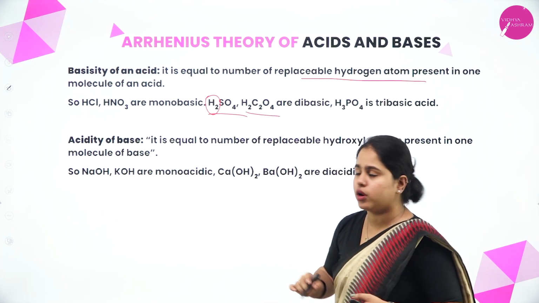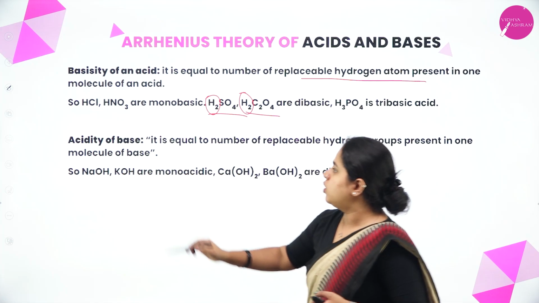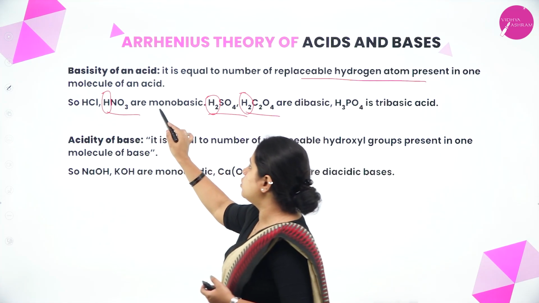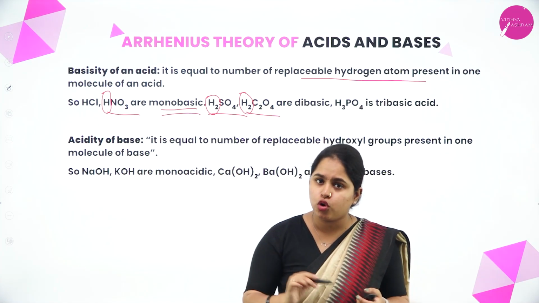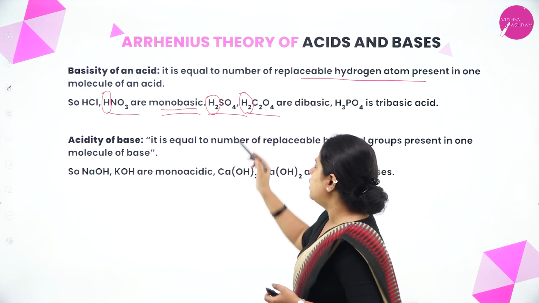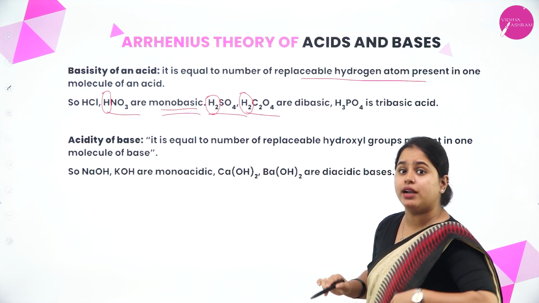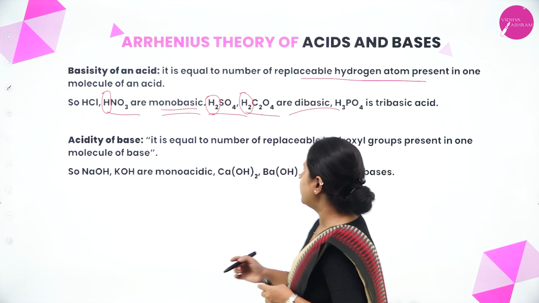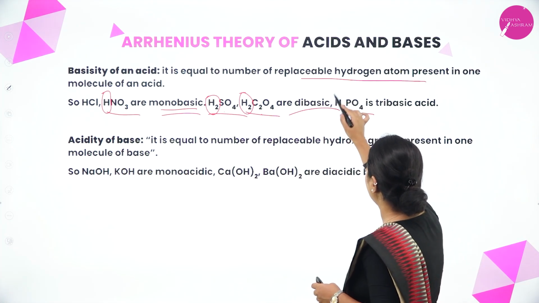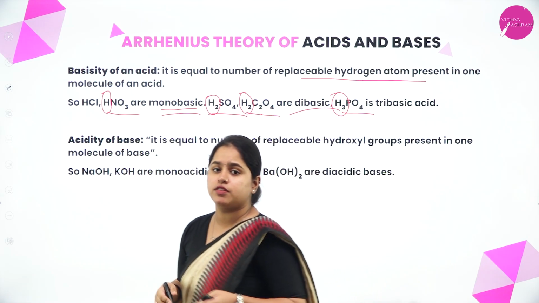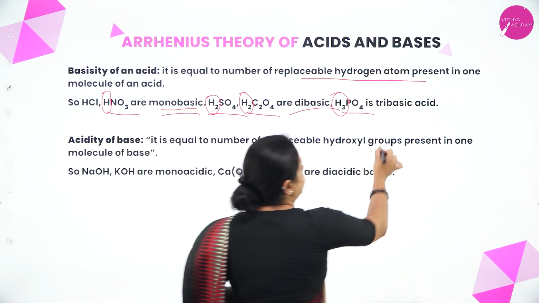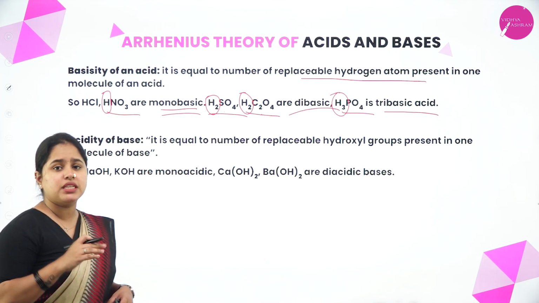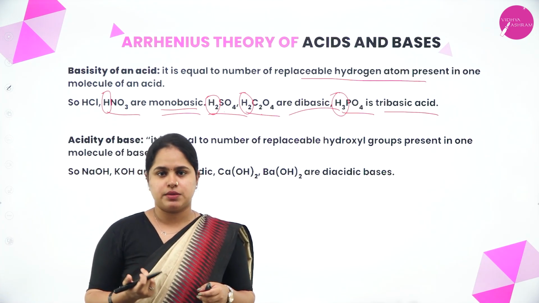Now H2C2O4, again you can see it is 2 here, right? Now let's take HNO3. Only one hydrogen atom is there which can be replaced. So HNO3 is called monobasic. Why is it called monobasic? Only one hydrogen atom is replaceable. Now H2SO4 and H2C2O4 are called dibasic acids. Why are they called dibasic? 2 hydrogen atoms can be replaced. Now H3PO4, how many hydrogen atoms can be replaced? There are 3, so it becomes a tribasic acid. So based on this, you can say the basicity of an acid, that means how many replaceable hydrogen atoms are present.